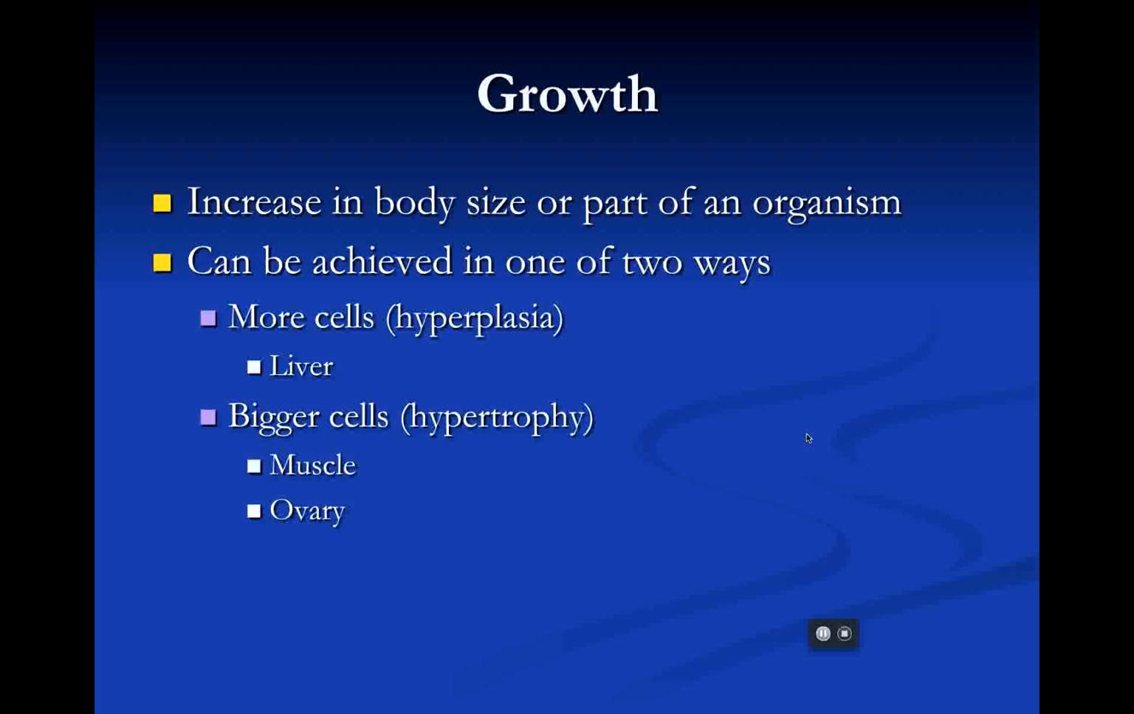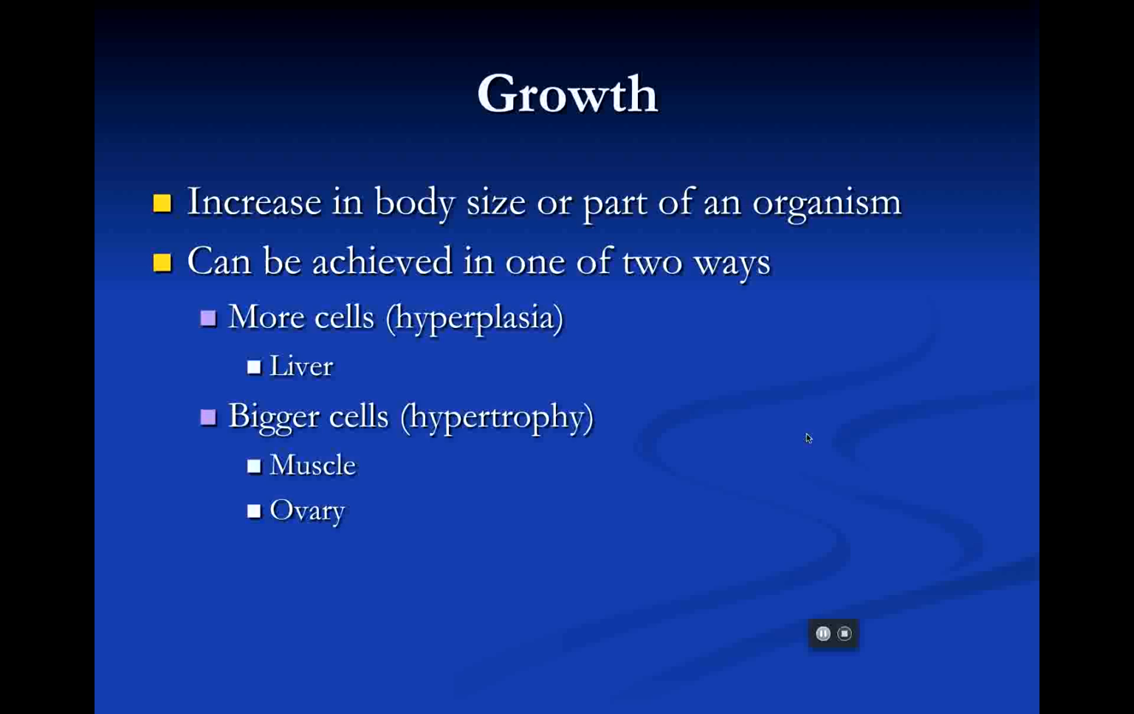Growth happens in one of two ways. It can happen through something called hyperplasia or hypertrophy. Hyperplasia means making more cells. And a good example of this is your liver. It's one of the few organs in your body actually capable of true hyperplasia. You can lose a great portion of your liver, up to 75%, and if 25% is still intact, it will make new cells and grow back the rest of the liver that was lost. That's an example of hyperplasia.